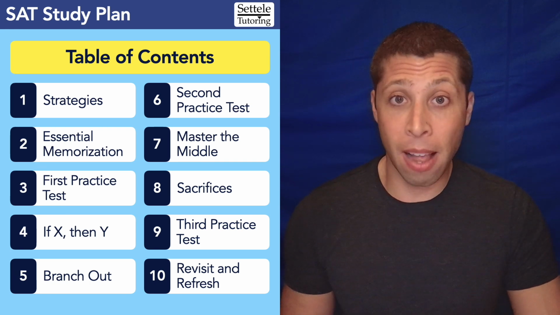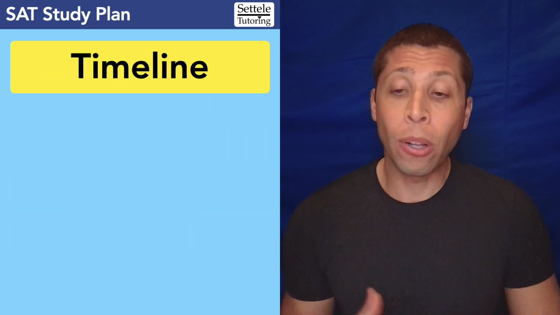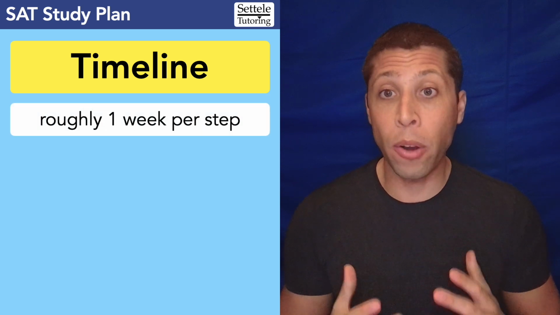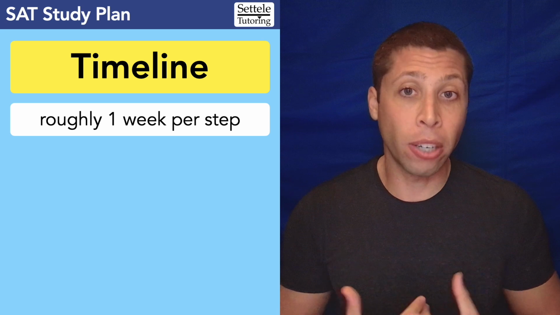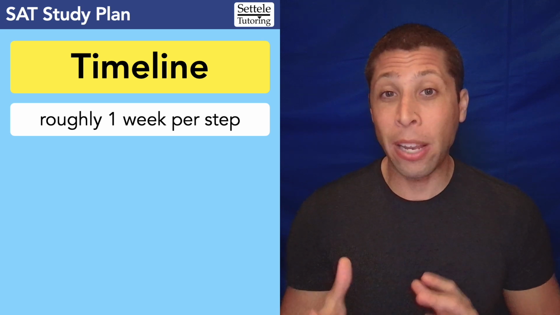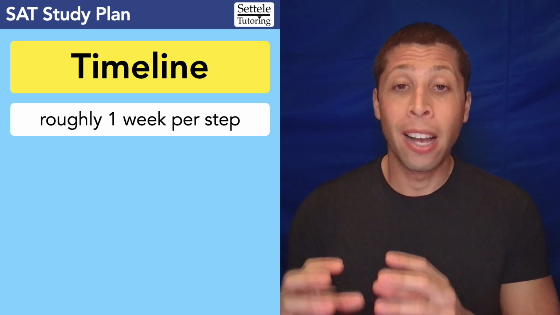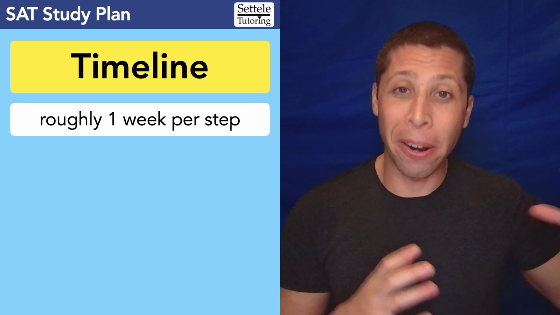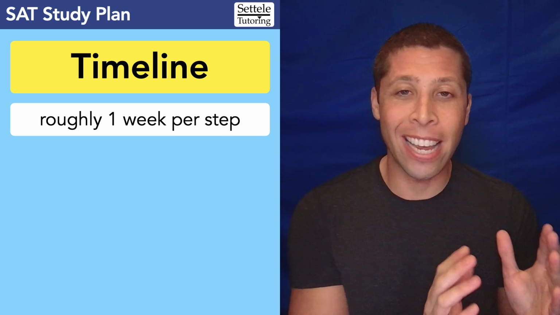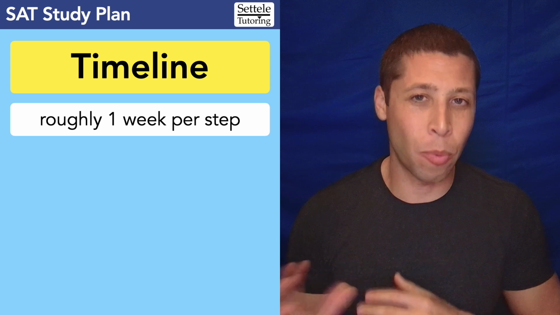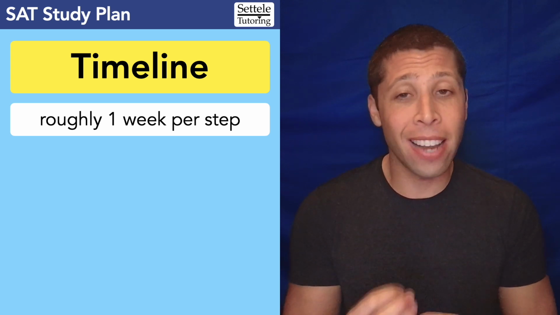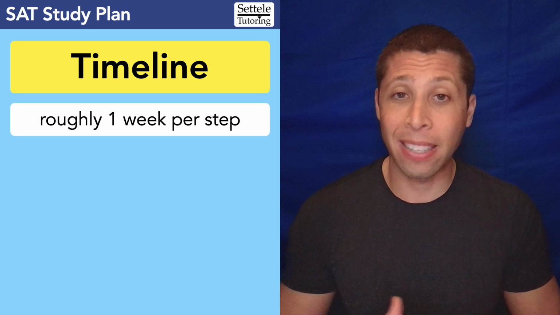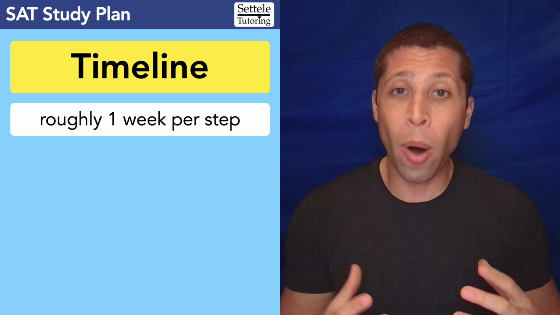So what is the timeline for this 10-step plan? Well, generally, I would say you're looking at about 1 week per step, but I do think you can condense that a little bit. My general advice is that you should save anywhere from 8 to 12 weeks to prepare for your SAT. So whenever your SAT date is, go back 8 to 12 weeks. That's when you should start studying with step 1. And it can be condensed. It's not like you have to spend the exact same amount of time on each step, but we do want to be thorough with it.